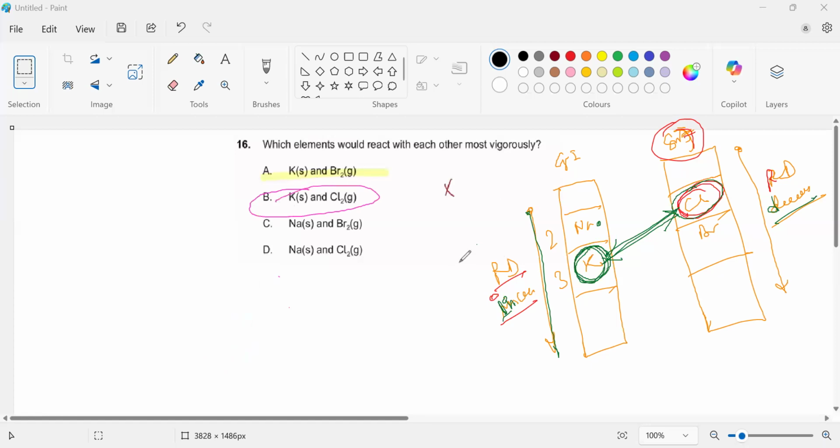Can you tell me which will be the least reactive from these two? Meaning, which will react least vigorously? I'm changing the question, right? Least vigorously. Can you tell me the answer? Na and Br. Yes, you circle Na and Br as the least reactive.